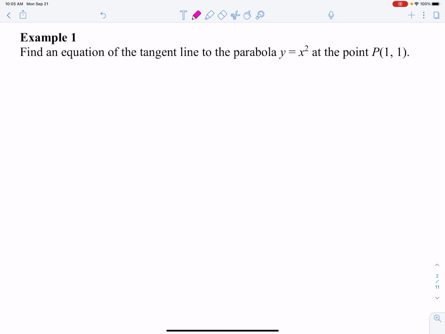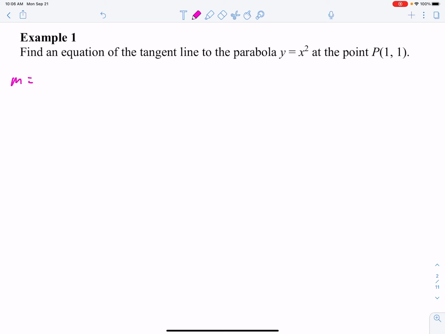Here's an example. Find an equation of the tangent line to the parabola y equals x squared at the point P, 1, 1. Whenever we have information like this, we want to find the equation for a straight line, y equals mx plus b. We need to find the slope first. We only have one point, so we can't get a second point so close to the point and figure out the slope. So we'll use that equation up above.